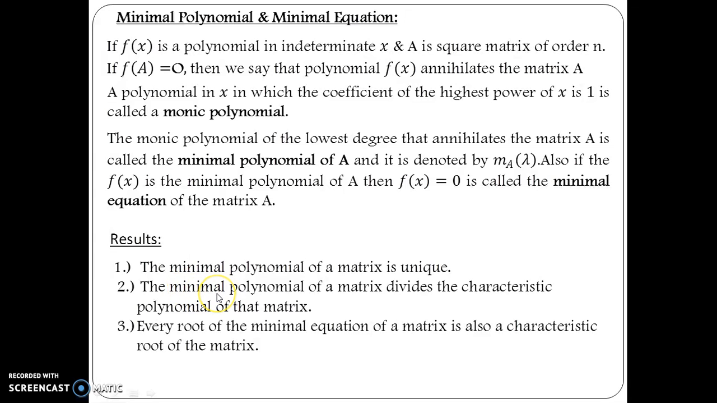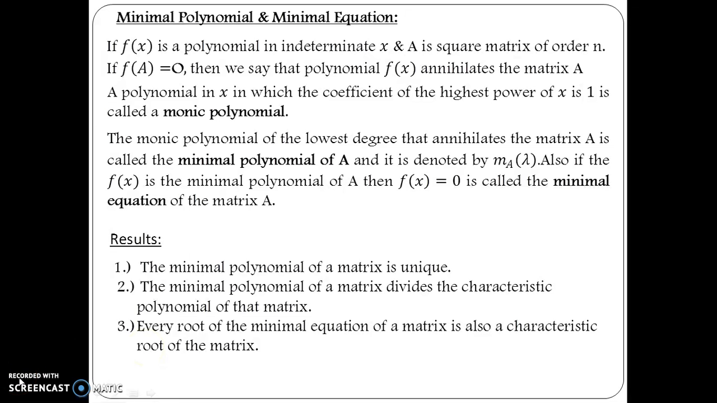Another thing is that the minimal polynomial of a matrix divides the characteristic polynomial of that matrix. So its degree is always going to be less than or equal to that of the characteristic equation. And the last one is that every root of the minimal equation of a matrix is also a characteristic root of the matrix. So these three are important to us from the point of view of the theory and the problem solving.